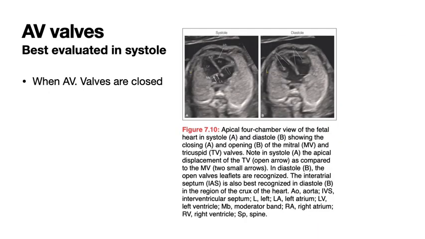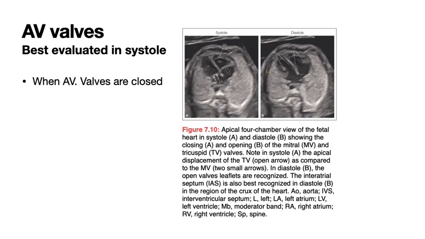Now, when you're looking at atrioventricular valves and you want to know what the leaflets look like, it's best evaluated in systole. So systole is when the ventricles contract. Whenever we talk about systole, we're always talking about ventricles. So when we use the word systole and we don't refer to atrium or ventricles, it's always the ventricles.